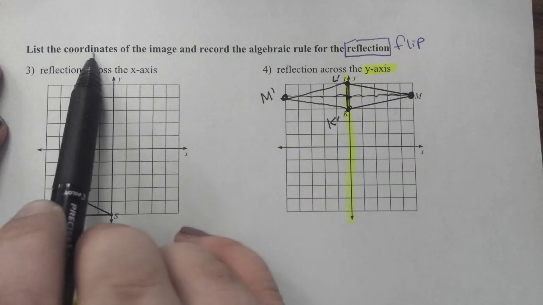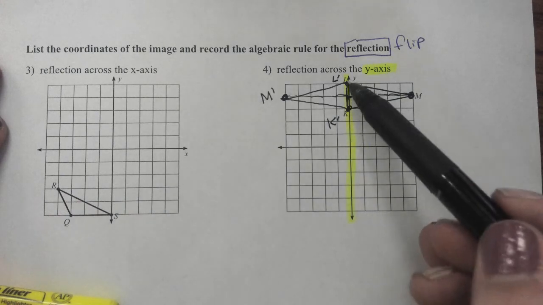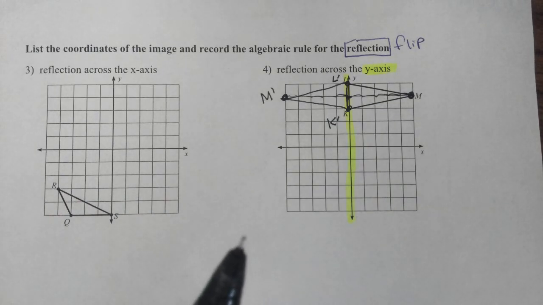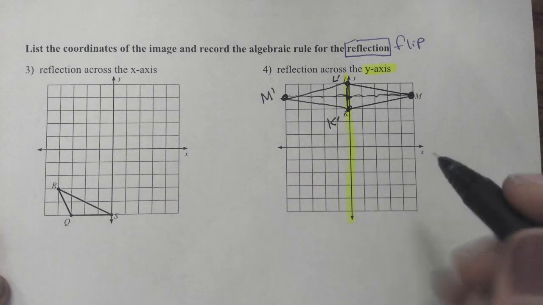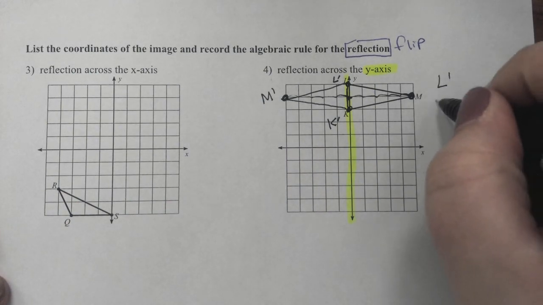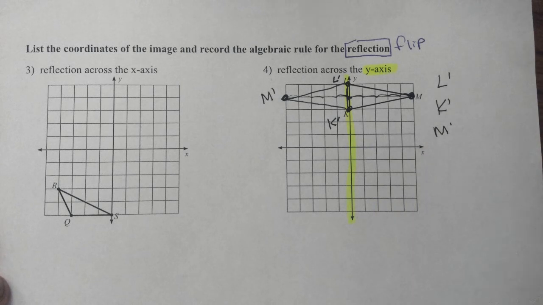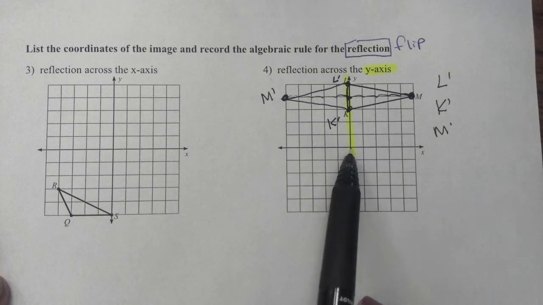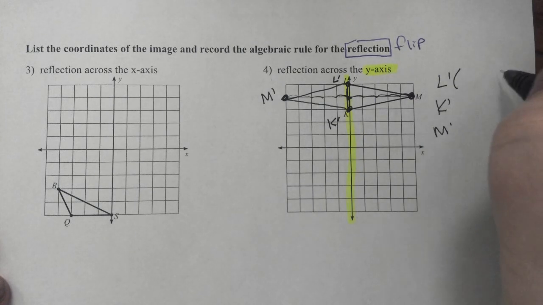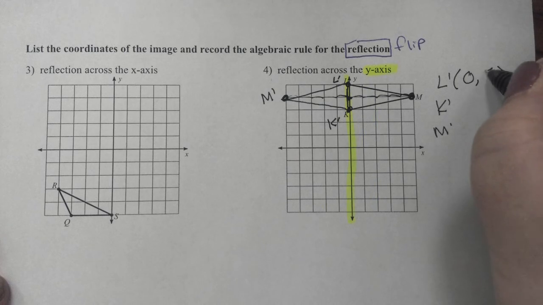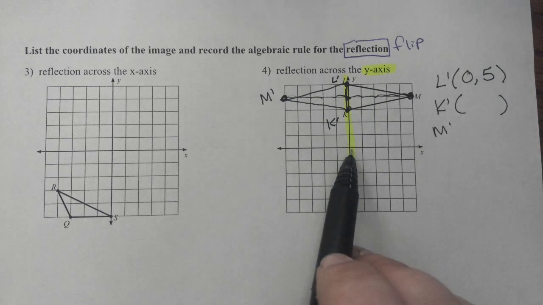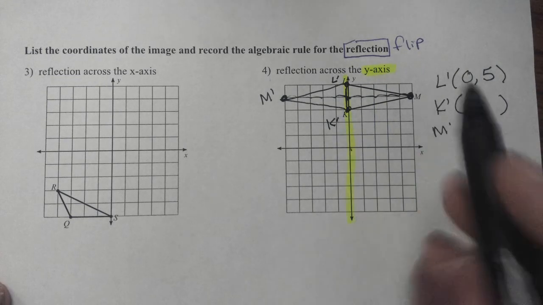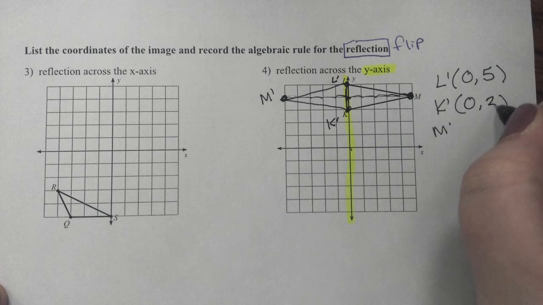What we need to do is list the coordinates of the image. So I've got to write the ordered pairs for L, K, and M, and then I also need to record the algebraic rule. So let's start by writing the ordered pairs, L prime, K prime, and M prime. L prime can be found starting at the origin. You don't go left or right at all, and then you go up 5. To write no left or right and up 5, the ordered pair would be 0, 5. To get to K, start at the origin, and you just go up 3. So 0 left or right, positive 3 for going up.